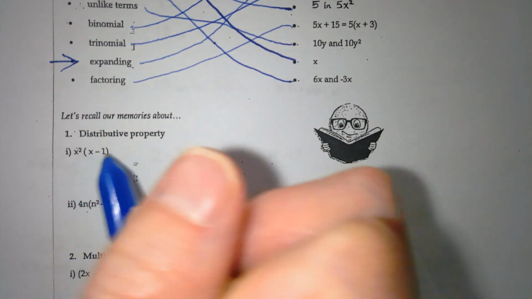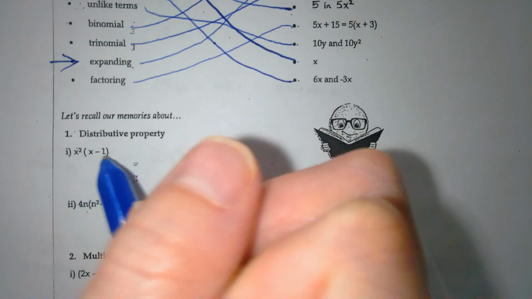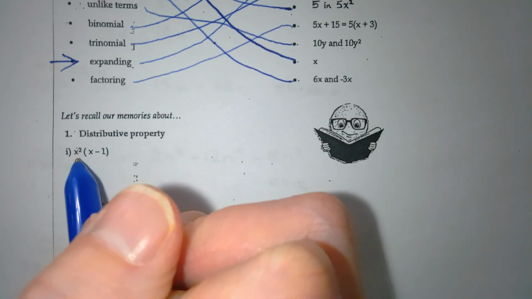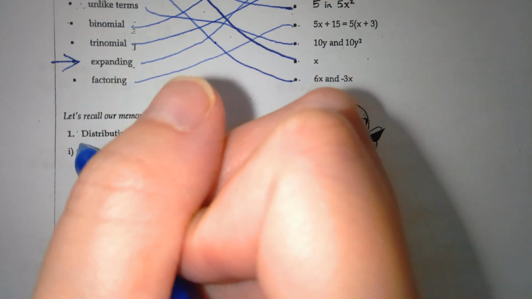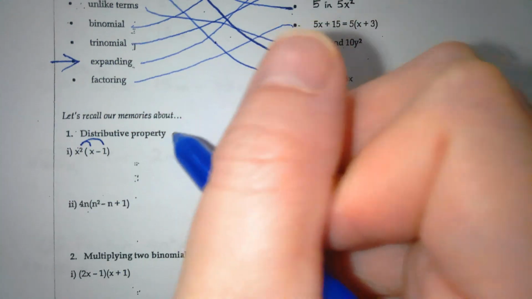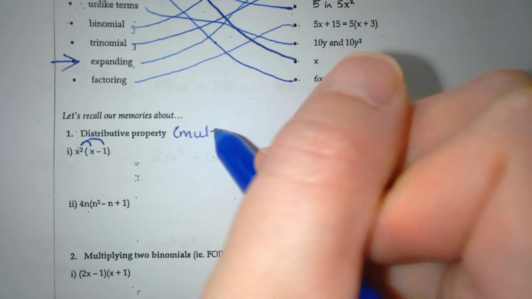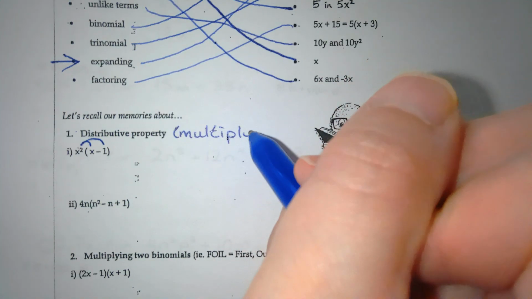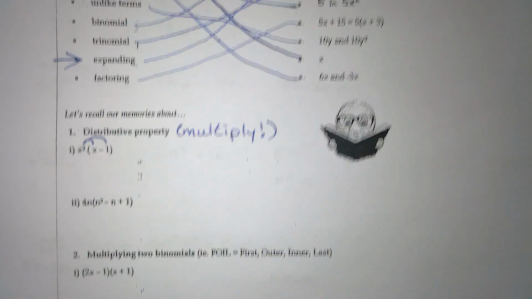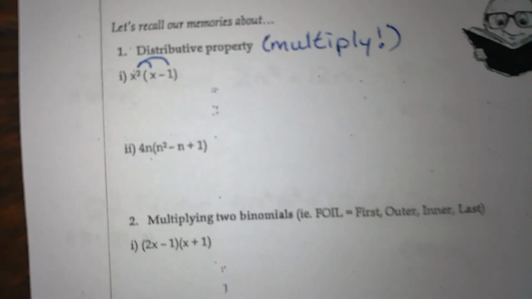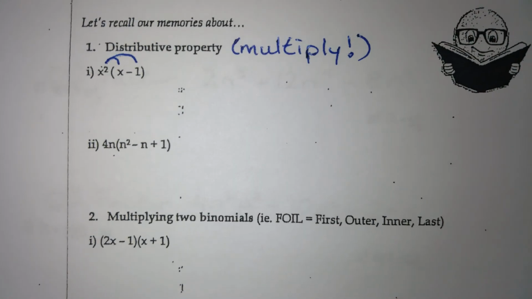When you have brackets, you have a monomial times a binomial. What do you have to do with this x squared that's outside? William? You multiply the x squared by x to get x cubed, and then multiply the x squared times negative 1, so it's negative x squared. Good. Distributive property means you are multiplying the term to everything inside the bracket.